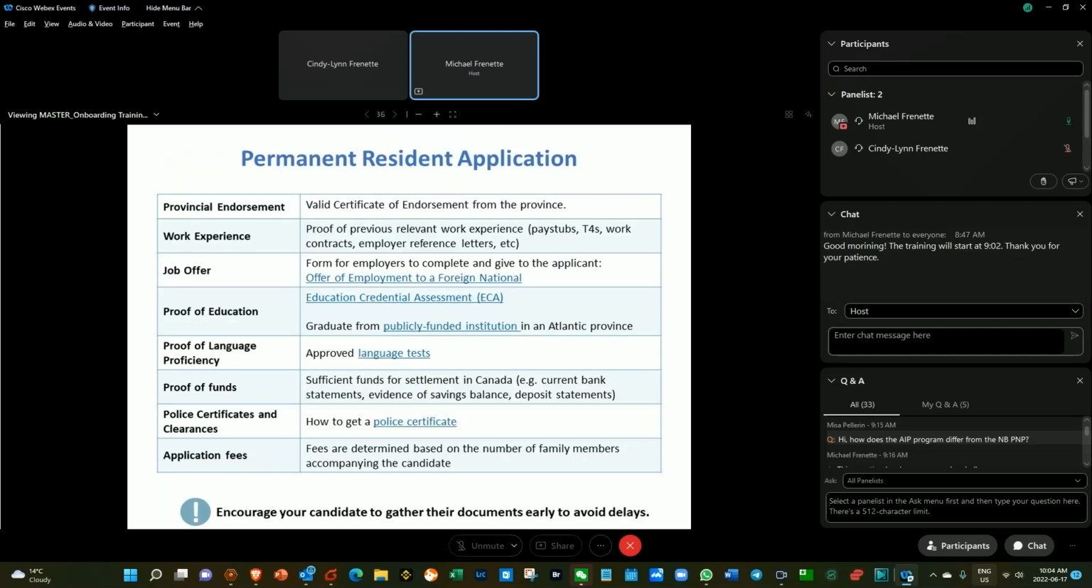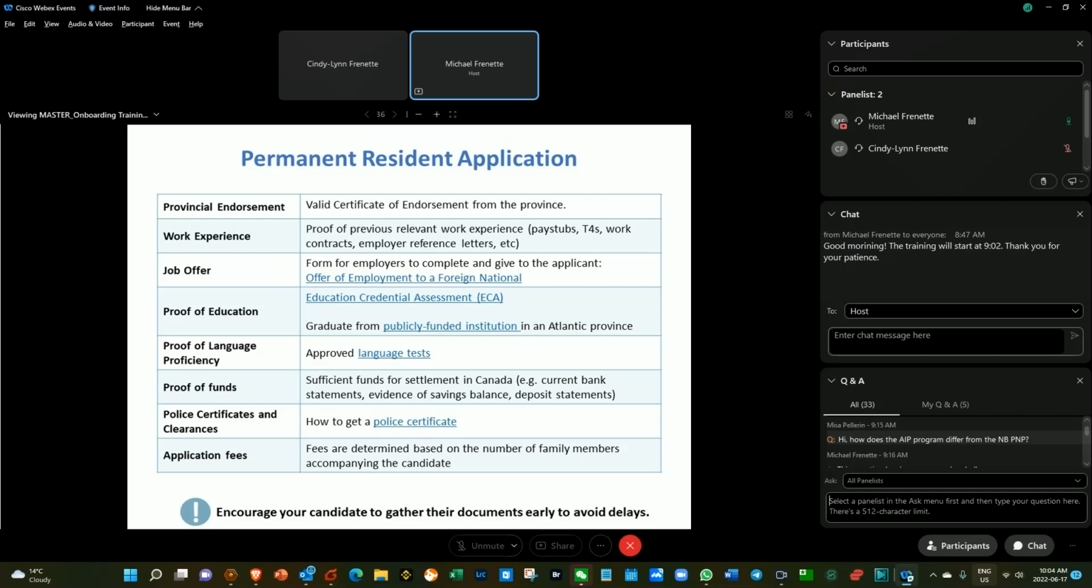So we recommend that your candidate gathers their documents early to ensure minimal delays. Documents related to education, language proficiency, and police check generally take longer to obtain. A valid certificate of endorsement from the provincial government is also required with the permanent residence application. As you may recall, the certificate of endorsement is valid for 12 months.